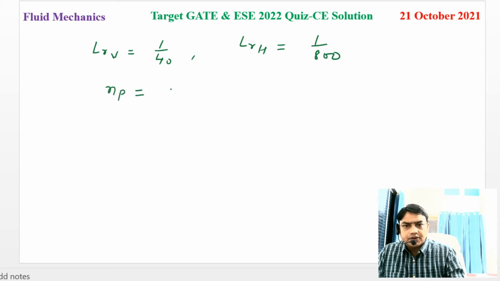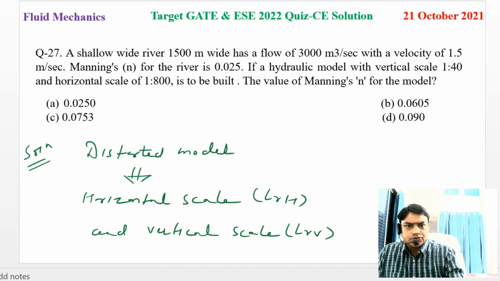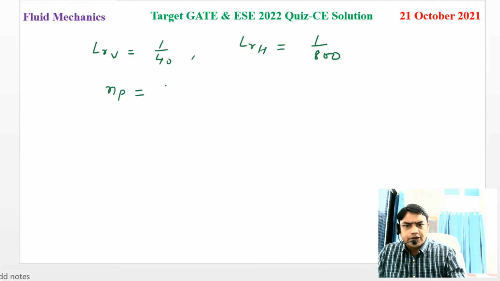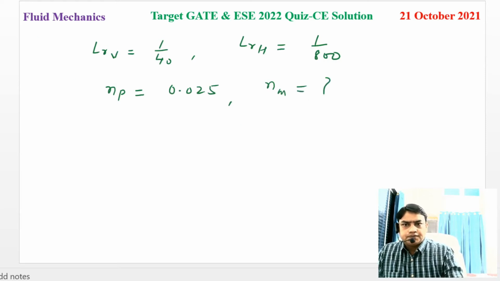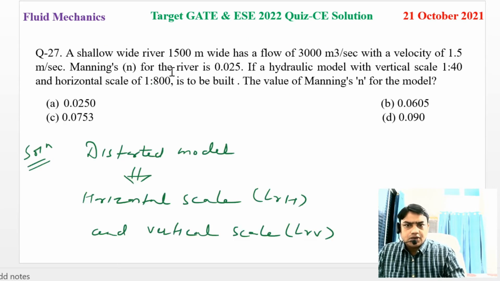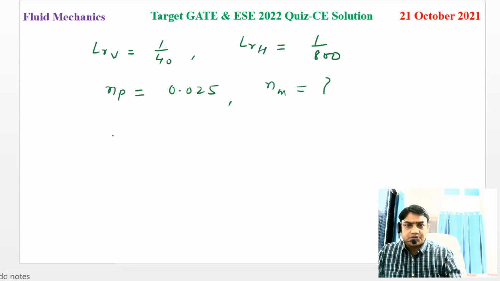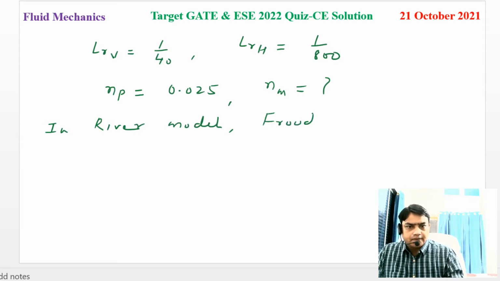NP is 0.025, and we have to find the Manning's roughness in the model. So this is the case of a river model. So in a river model, gravitational force is predominant, so Froude law is applicable.